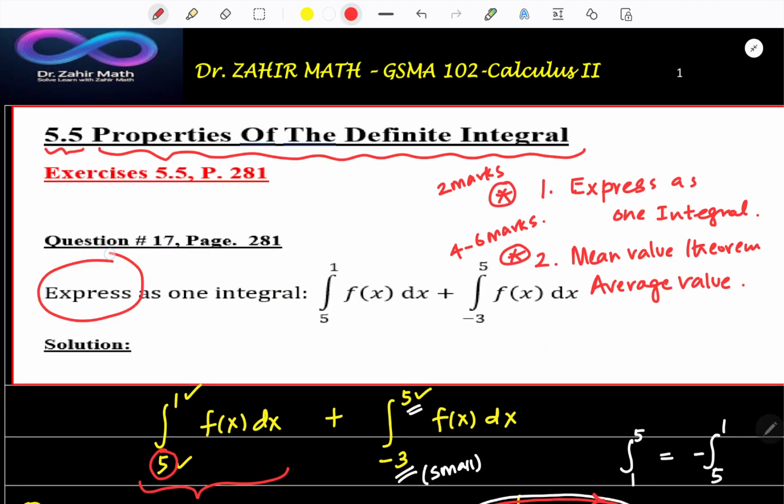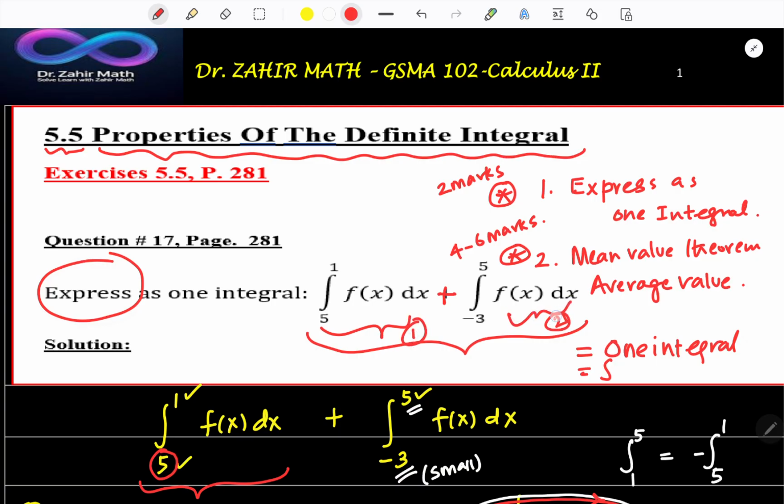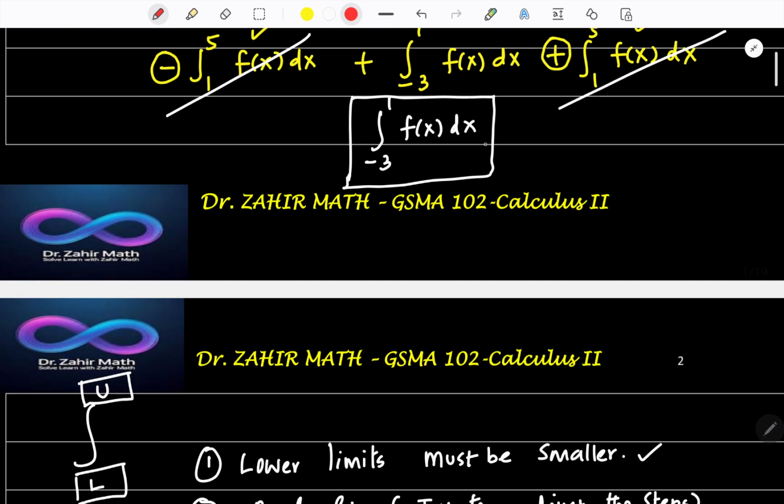Look here. These 2 integrals as 1 integral. 1 integral means what? You have just 1 integral like this. But here, how many integrals do we have? 2. This is 1 and this is 2, right? Now look at your final answer. Is it 1 integral or 2 integrals? This is going to be plus, okay? This is only 1 integral.